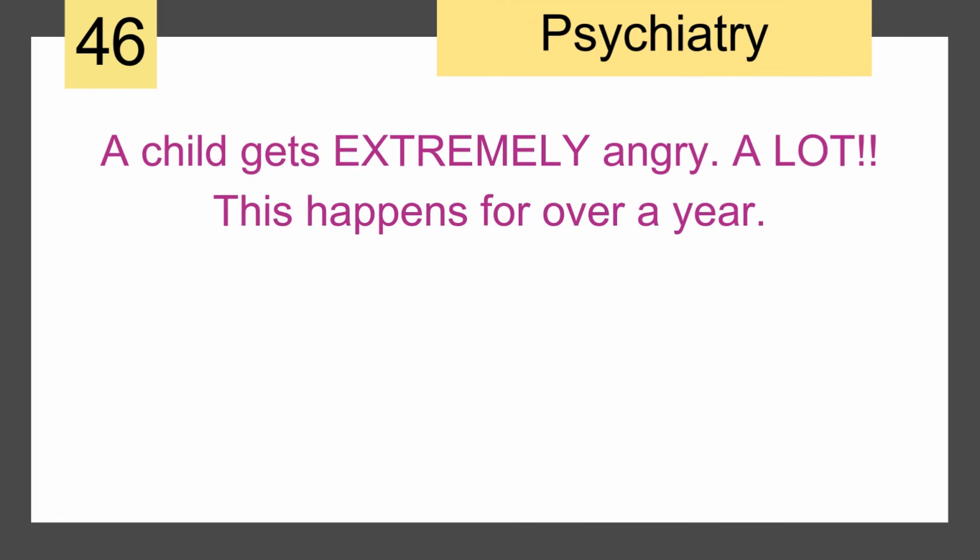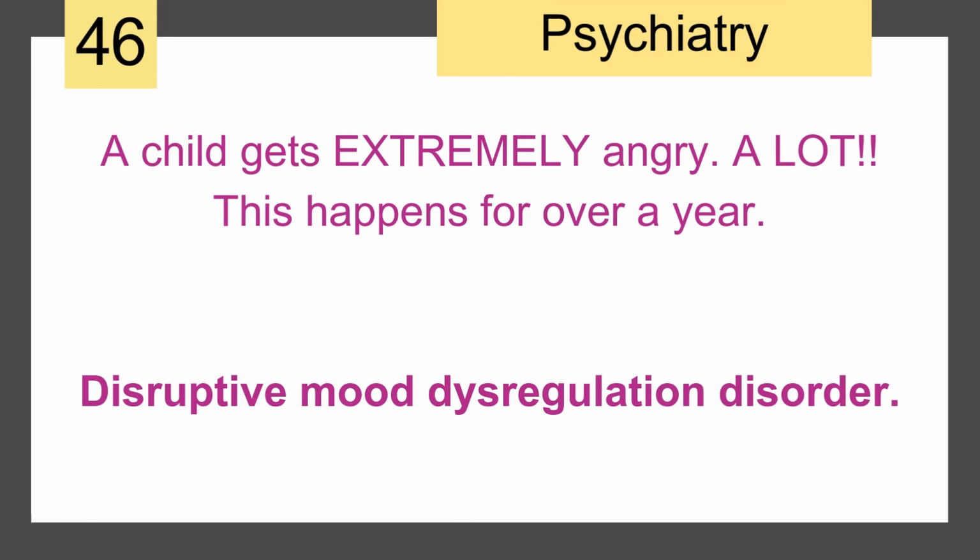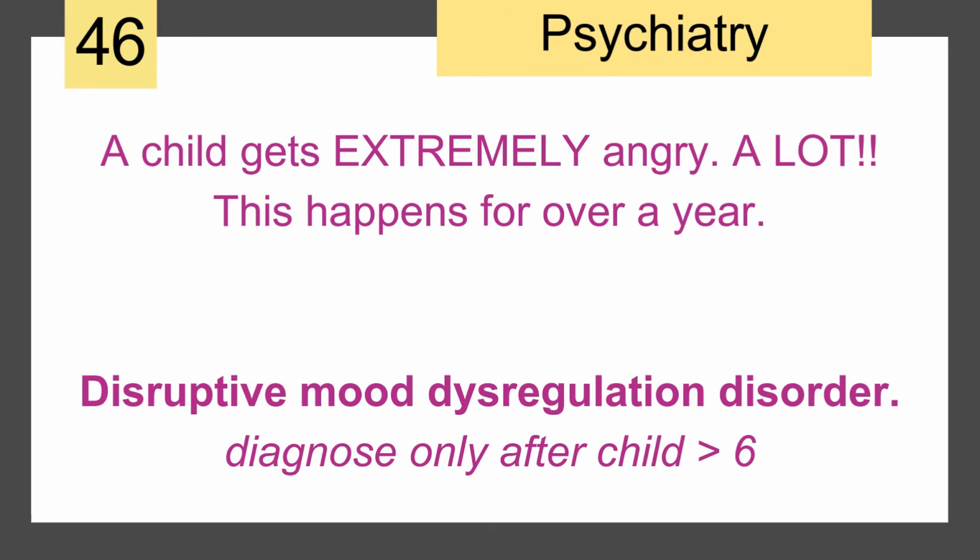Question 46. The child gets extremely angry a lot, and this happens for over a year. This is disruptive mood dysregulation disorder, which is diagnosed only after the child is above the age of 6. Below that, it's just called a tantrum.